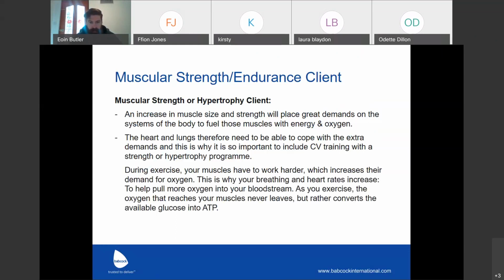During exercise, your muscles have to work harder, which increases their demand for oxygen. This is why your breathing and heart rate increase to help pull more oxygen into your bloodstream. As you exercise, the oxygen that reaches your muscles never leaves, but rather converts the available glucose into ATP. So the more oxygen that you bring into the muscles, the more you can convert into ATP, your energy currency.